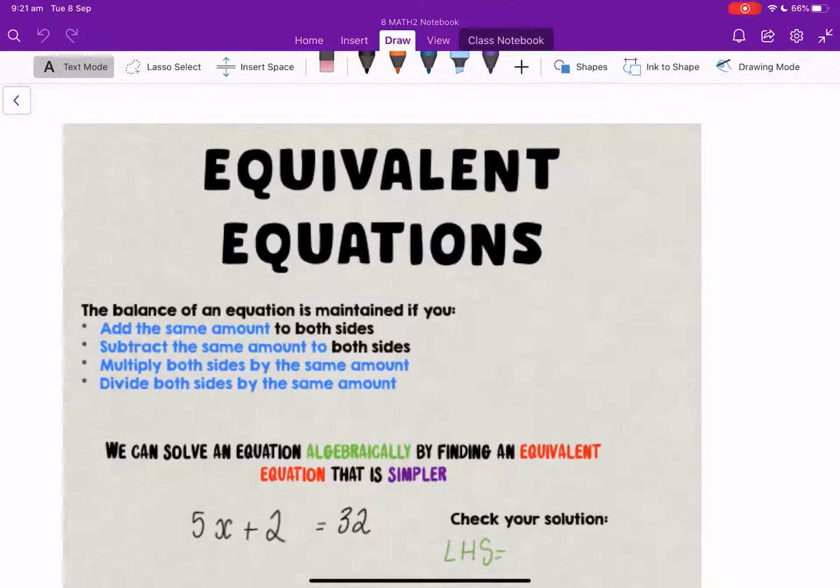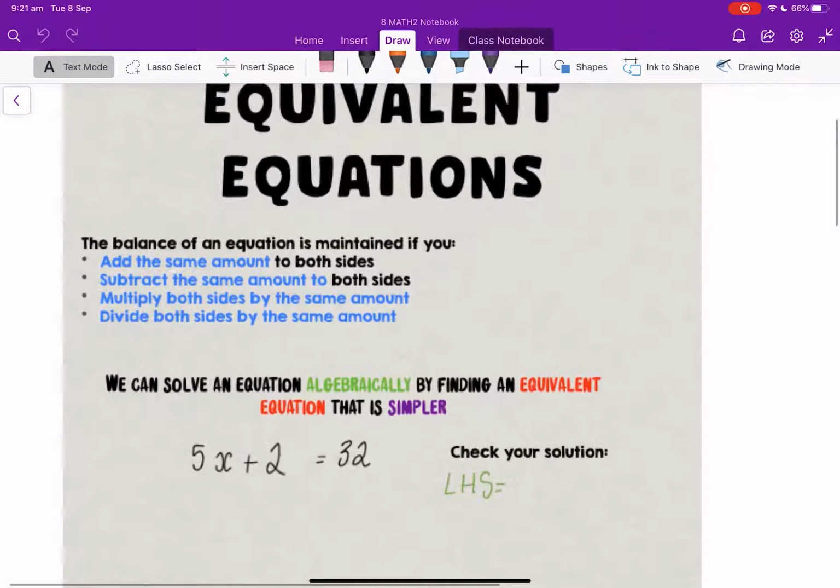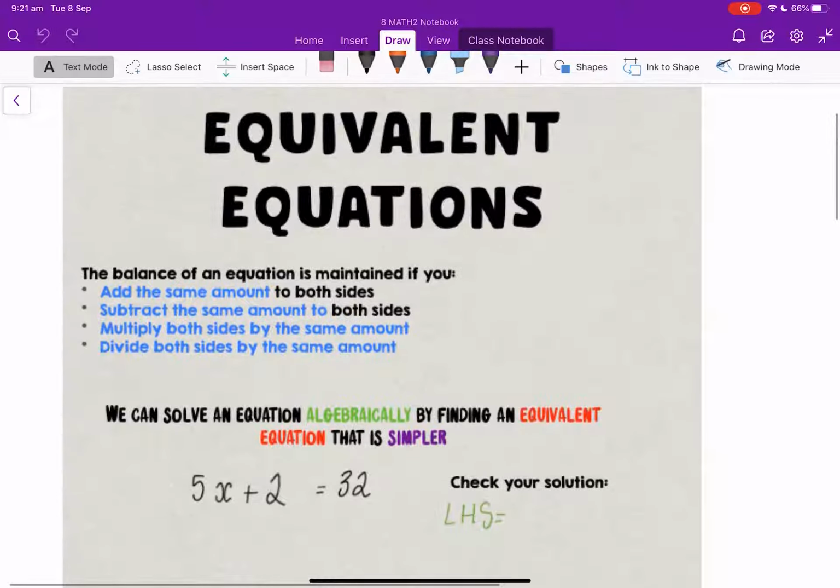In this video, we're going to talk about equivalent equations. I'm going to go through some steps with you in order to simplify equivalent equations. But one thing I want you to keep in mind when we're talking about equivalent equations is that basically you've got two expressions, okay? And you can think of them on a set of scales.